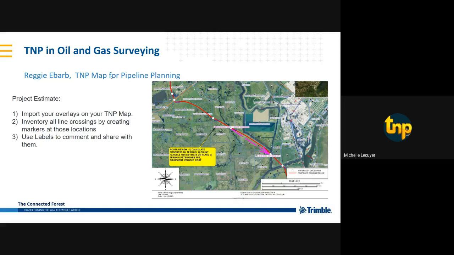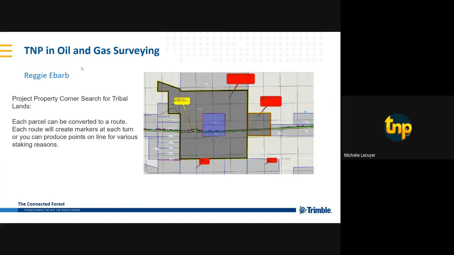So for those of you that might be interested in this type of work, for the project estimate, again, this is for the contractor. He can import the overlays on TerrainNavigator Pro. He can inventory all line crossings by creating markers at those locations and use labels to comment and share with them. Another map provided by Reggie was the property corner search for tribal lands.